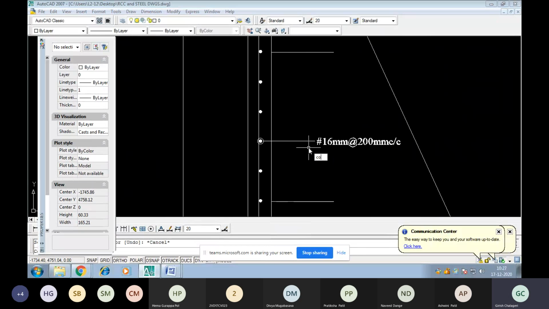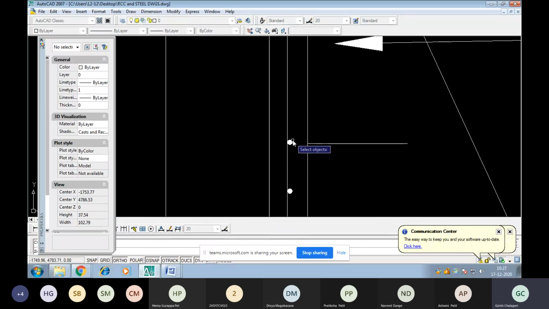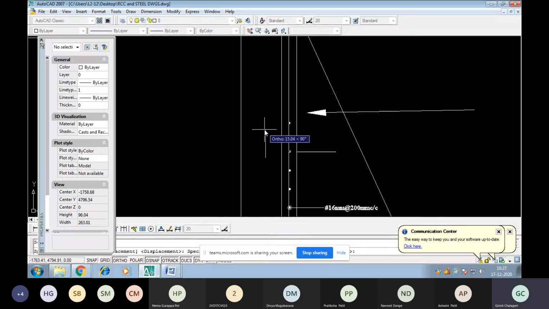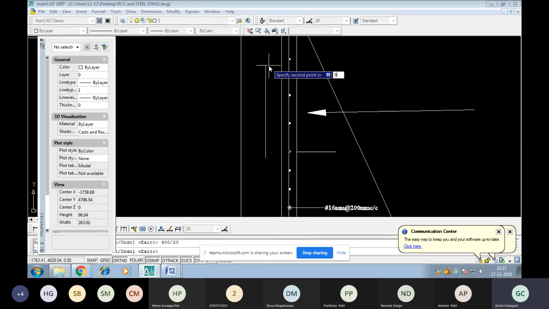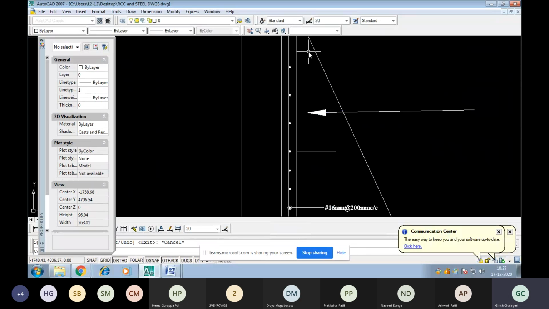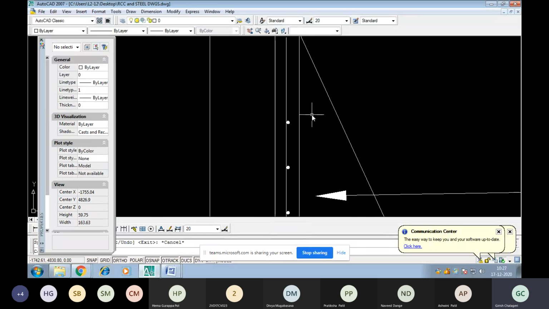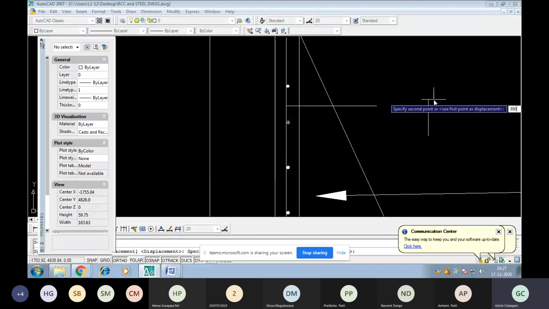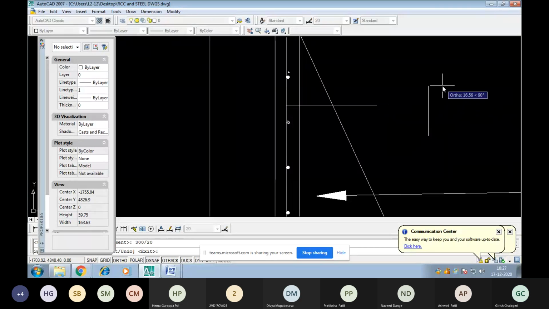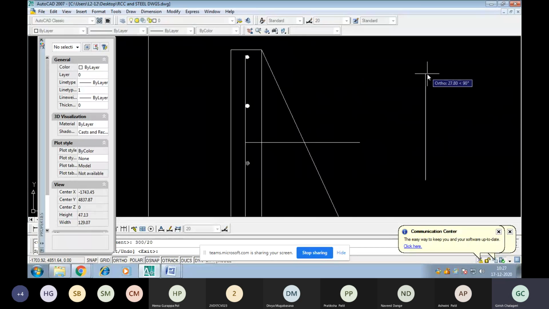Again, after 1 meter, it becomes 300. So from here it will be 300, 600, 900. Look at here how we get the spacing. So we can say providing 3 here, so 300 divided by 20. And the last part we are providing at top.